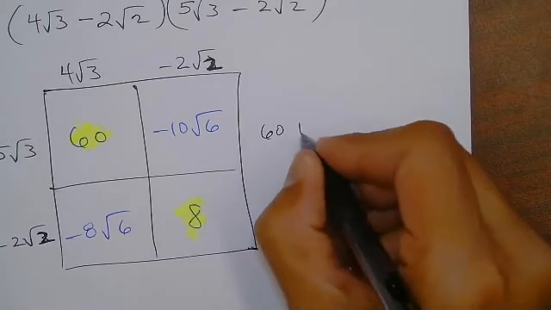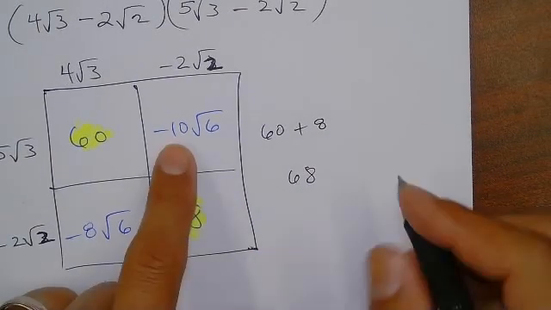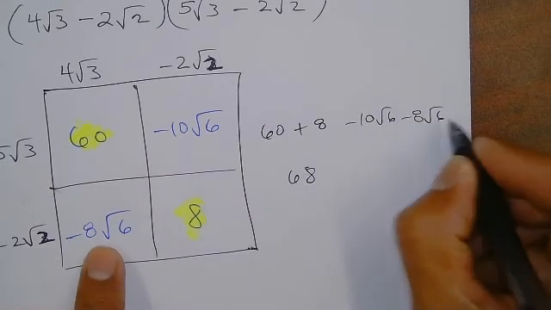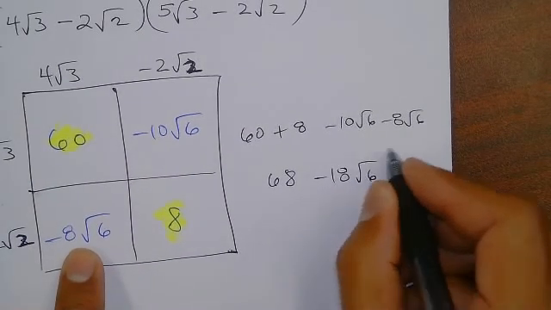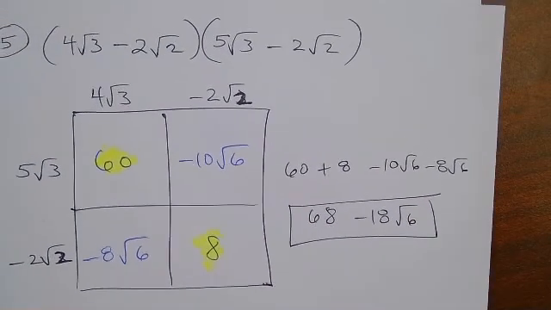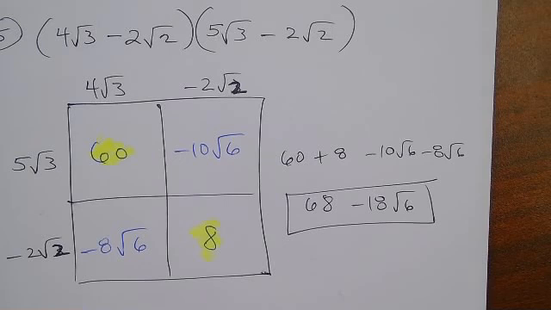You got them correct. So these are like terms, 60 plus 8. Well, I don't need a calculator for 60 plus 8. I know that's 68. And then what about the negative 10 root 6 and a negative 8 root 6? Yeah, those are like terms. Minus 18 root 6.